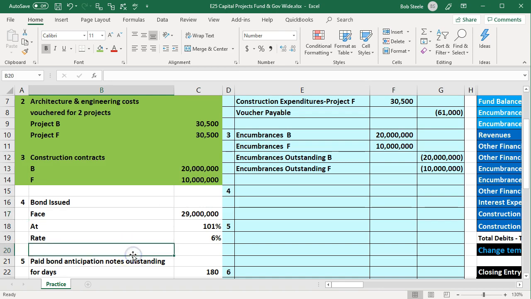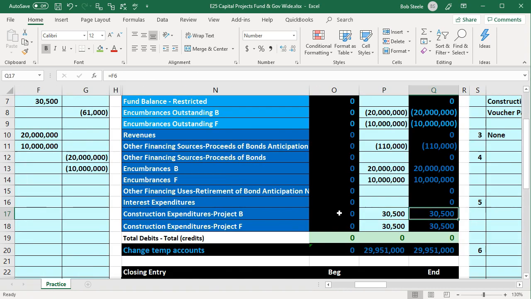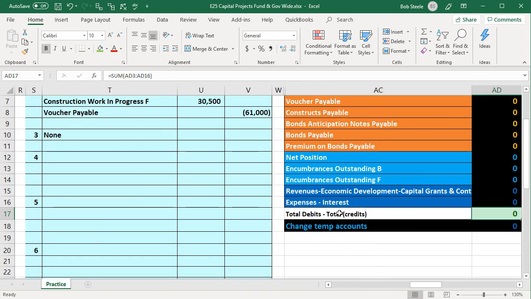We have bonds issued. We have the face amount. It was issued at 101 and the rate 6%. We're going to record this first to the government-wide type of activity because that's going to be closer to what we would expect with normal financial accounting, because it will be on the accrual basis. So we're going to scroll back over and say that this is a financing format.